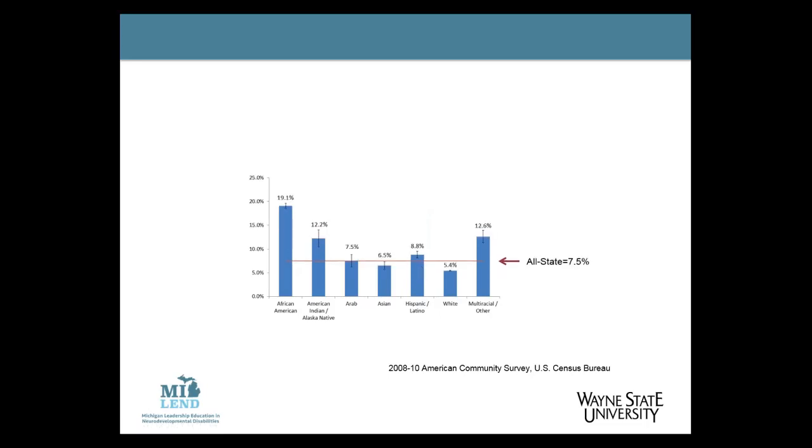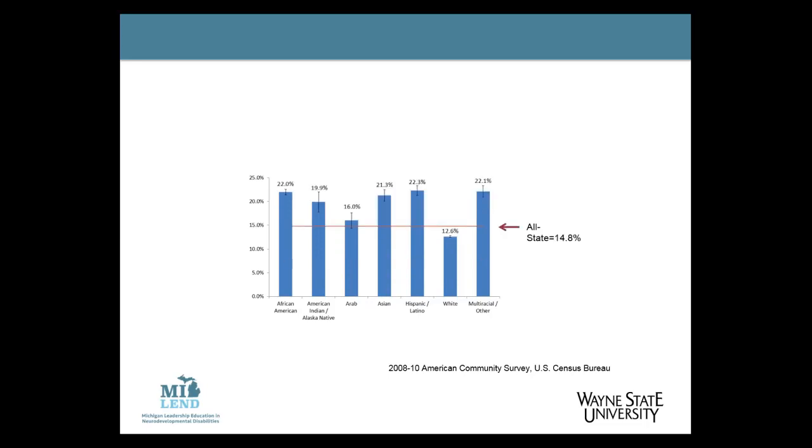The next slide is depicting the percent of households with no vehicle available for use. And we know that transportation is very key to accessing other resources. Across the state, there's a 7.5% rate of households that have no vehicle available for use. When we break that down by race and ethnicity, we again see large numbers of African Americans, 19.1%, and American Indian Alaskan Natives, 12.2%, with no vehicle in their household available for use. And that becomes particularly important when we consider what the quality and accessibility of public transportation is for those communities.